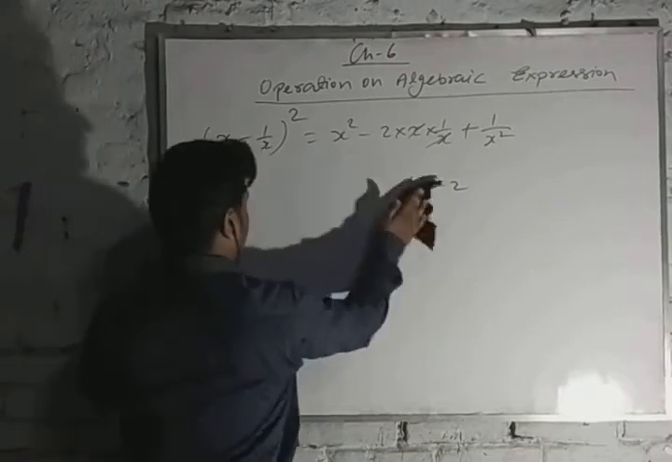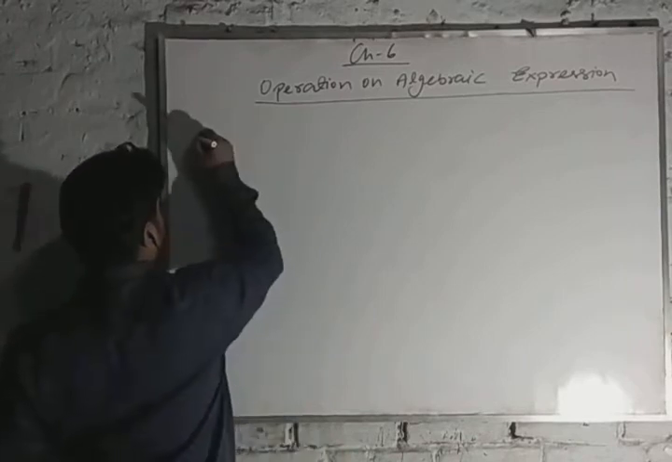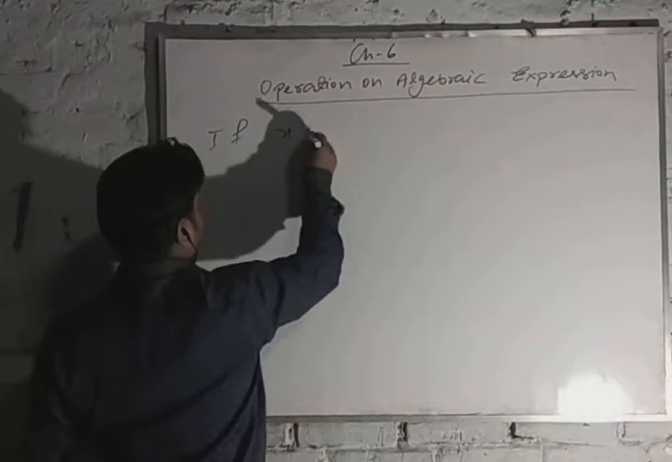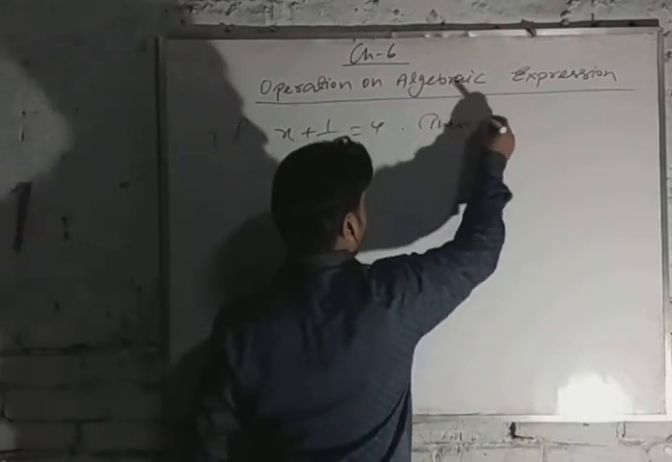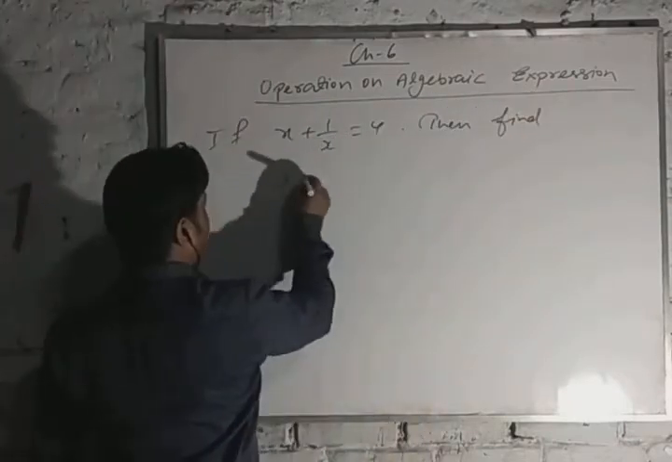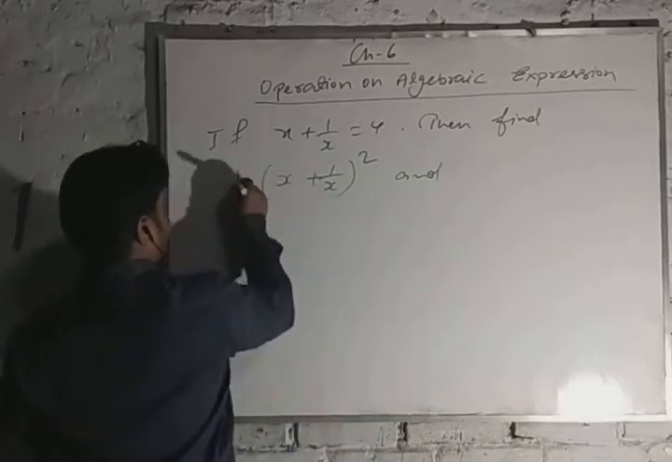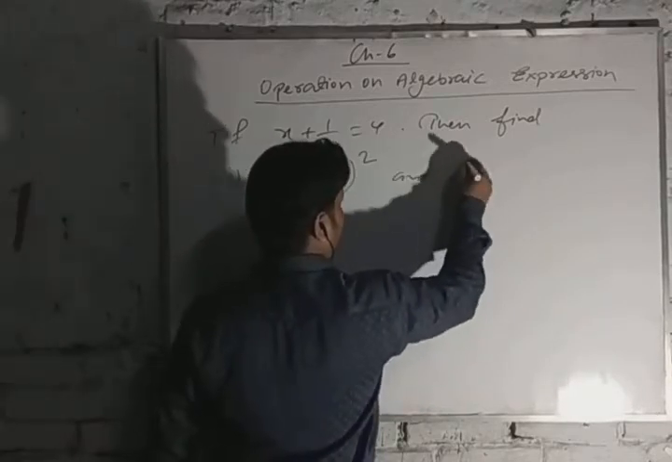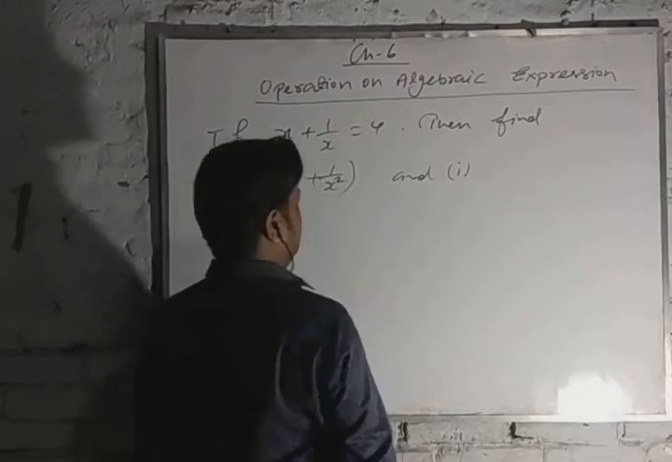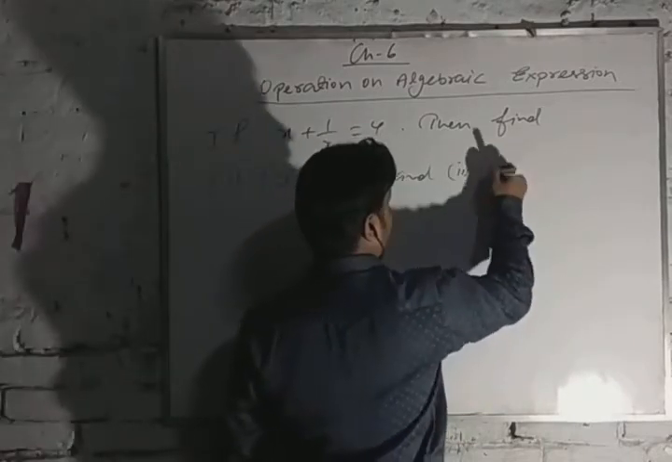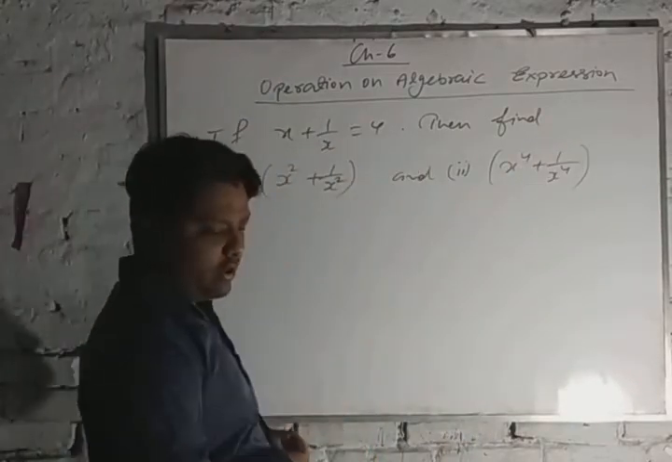If the question is, if x plus 1 by x is equal to 4, then find, first, x square plus 1 by x square, and the second is x to the power 4 plus 1 by x to the power 4. Okay, so let's see how I can solve it.